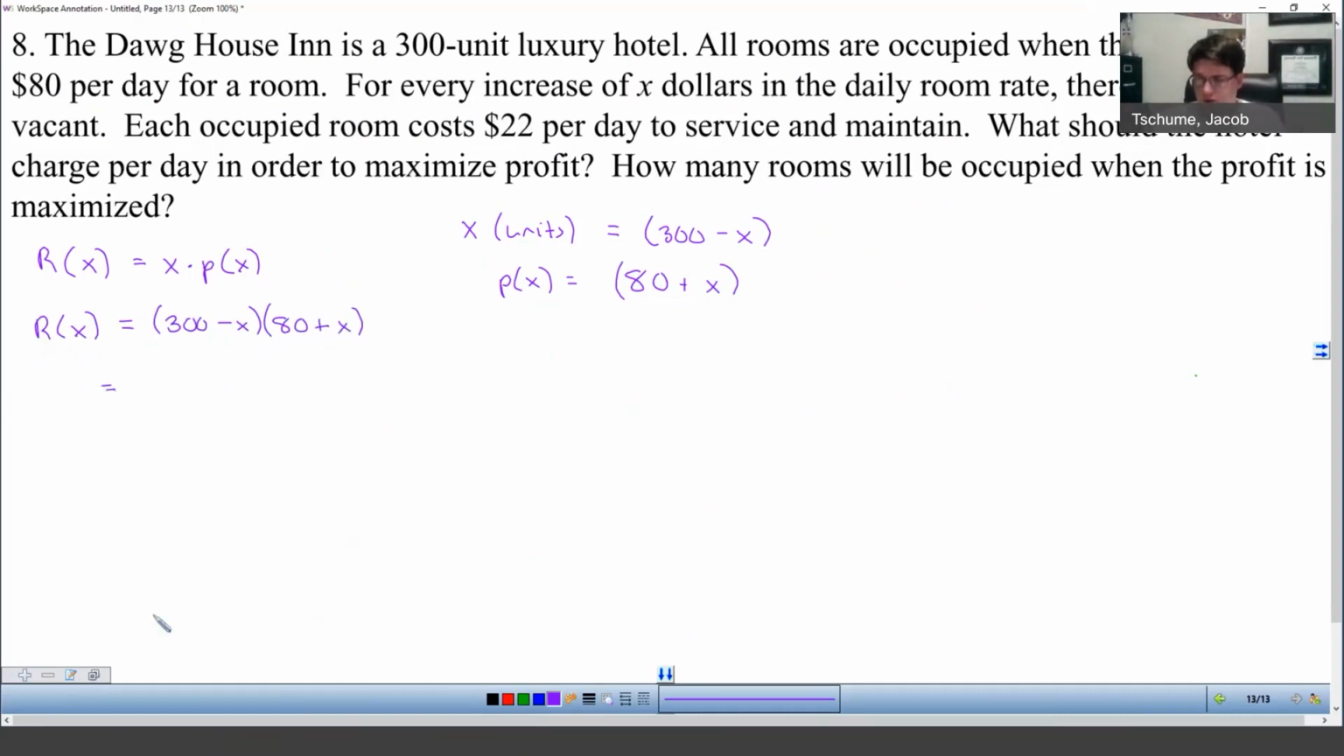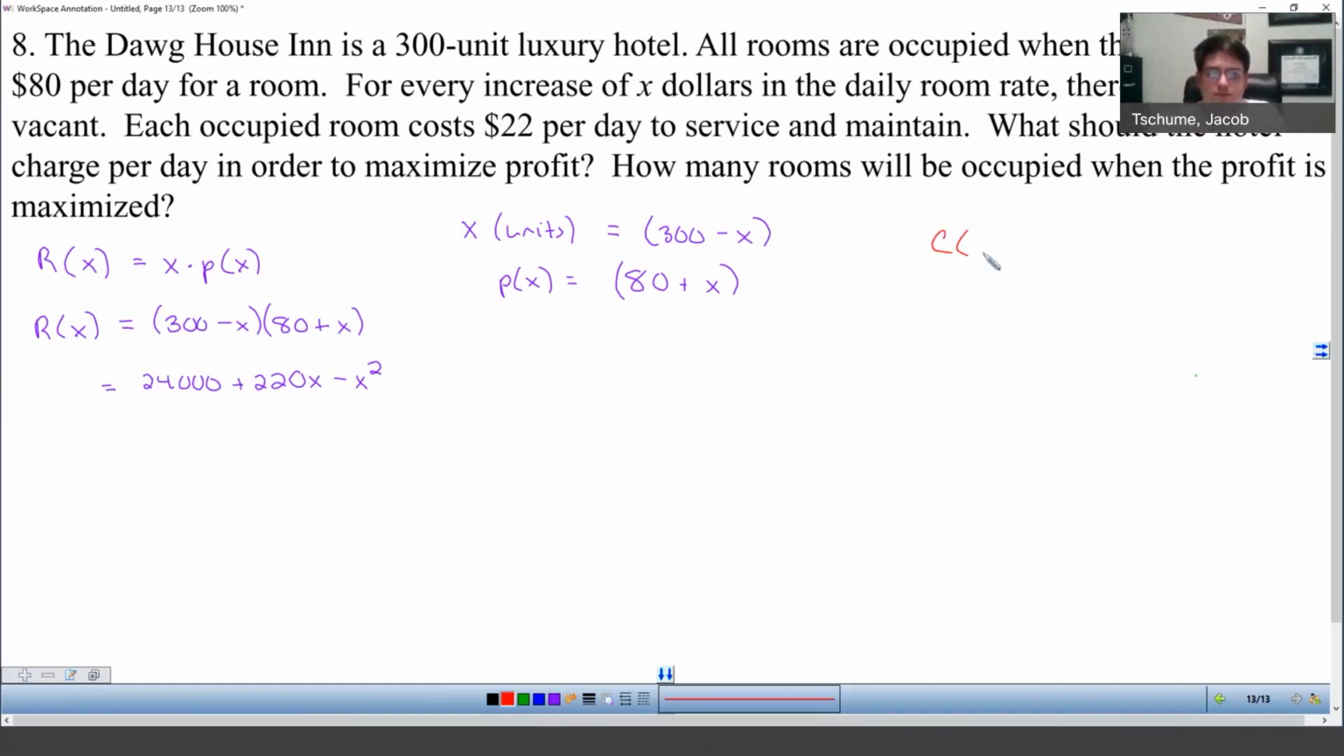Doing a little number crunching here, so let me multiply this all out. This would be 24,000. Let's see, outer, inner, that would be plus 220X minus X squared. So this is my revenue function.